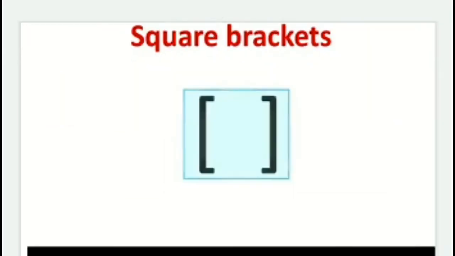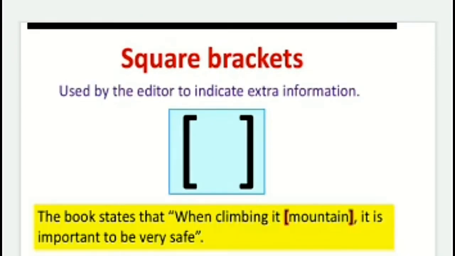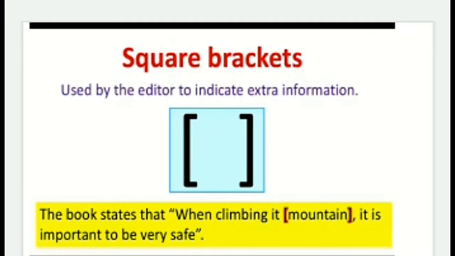And then square brackets. Square brackets are used by an editor to indicate extra information. If there is extra information in that sentence, we can use square brackets. For example, the book states that when climbing it [the mountain], it is important to be very safe. So the mountain is extra information about that sentence. So we use square brackets in that sentence.